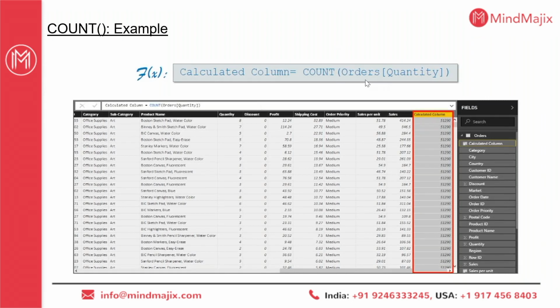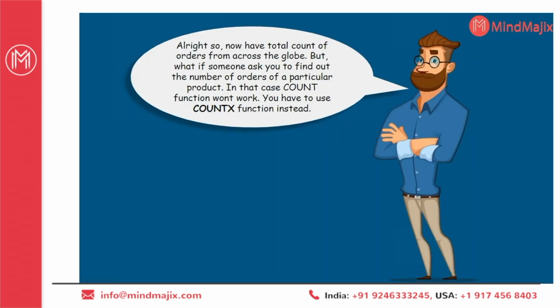You will pick up the table, which is the order table, and you will do the count of the quantity which is existing. So here on the right side in the fields you will see there will be one order table, and you will see the order quantity column, not the table but the column. So simply do the count of this particular column. You will get the output. Now the total count of the orders from across the globe, you have calculated it, it's done.